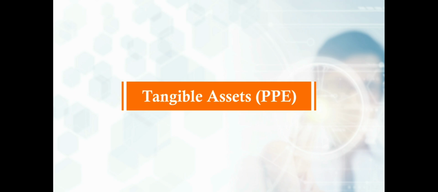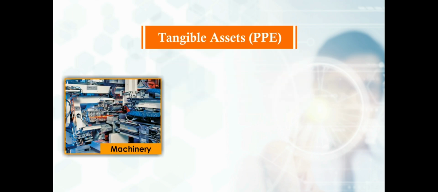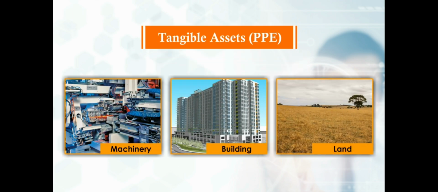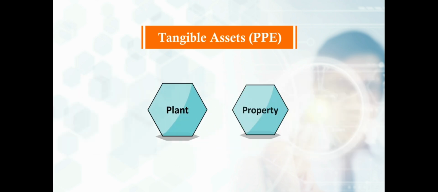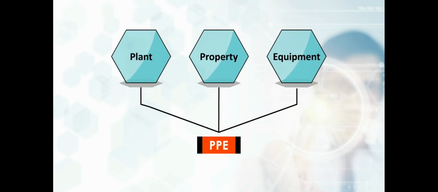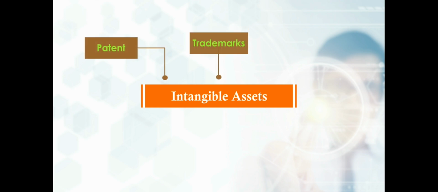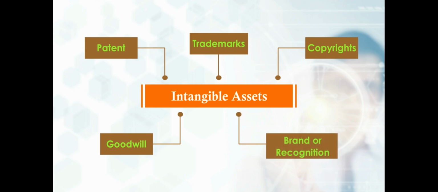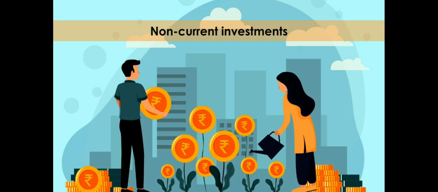Tangible assets include fixed assets like machinery, building, or land. These are commonly referred to as plant, property, and equipment, or shortly PPE. Intangible assets include patents, trademarks, copyrights, goodwill, brand, or recognition. These are not common for small businesses and startups.